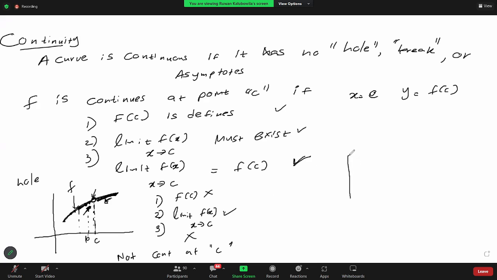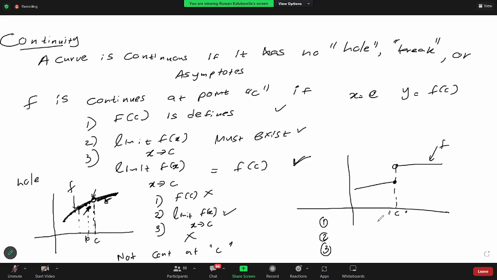Now the second one I have already drawn. We have a function, but there is a break. This is the function, right? So this is the point c. Now check statements 1, 2, and 3. Is there any value for f(c)? That means is f(c) defined or not at that point c?